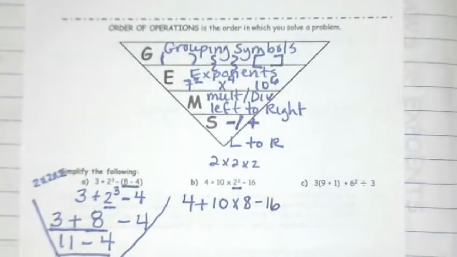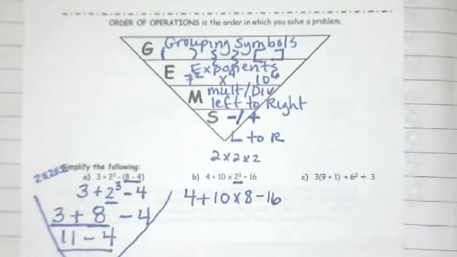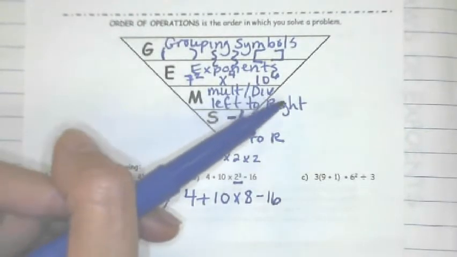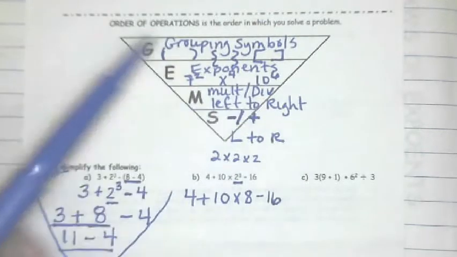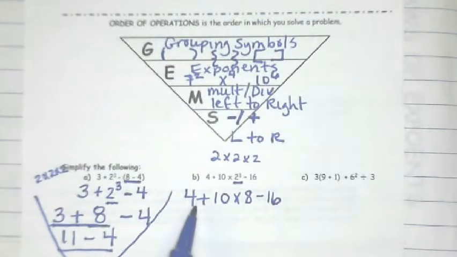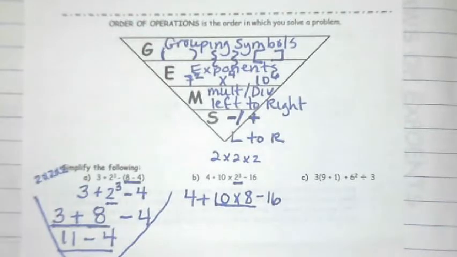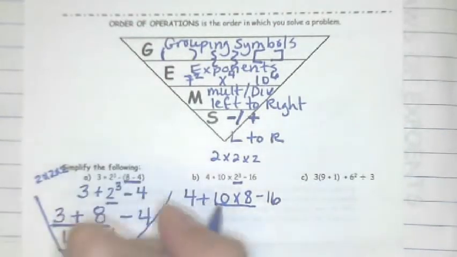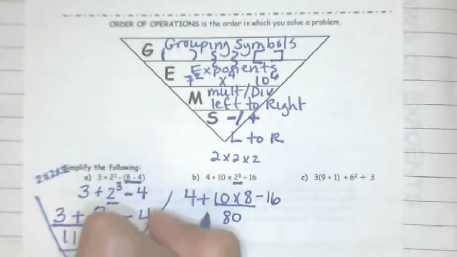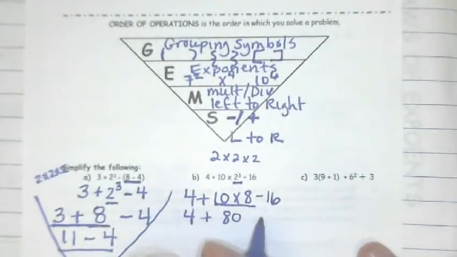So then, I don't have any more exponents, and I go to M, which means multiplication or division, whatever comes first, left to right. So I go to the beginning. I'm looking for multiplication or division, left to right. So here we go. I got plus. No, I'm not looking for plus. I'm looking for multiplication. Do I have any multiplication or division? I have a 10 times 8. So I'm going to underline the 10 times the 8, and that's going to be 80. I'm going to bring down the 4 plus, and I'm going to bring down the minus 16.